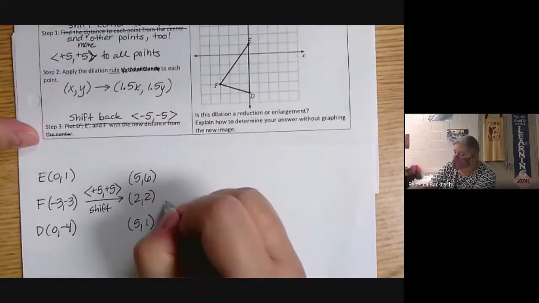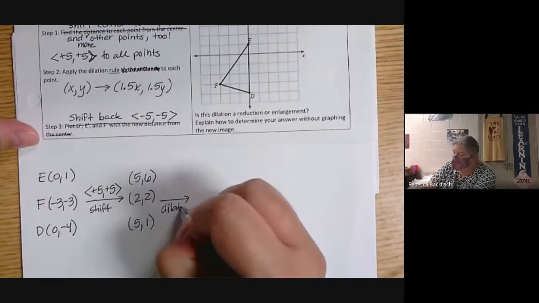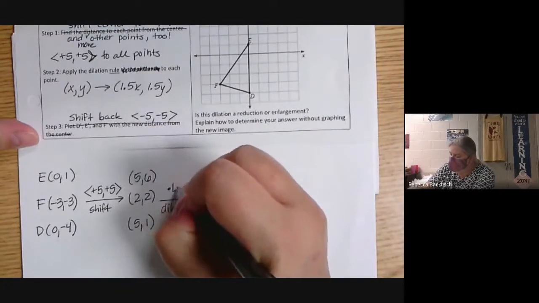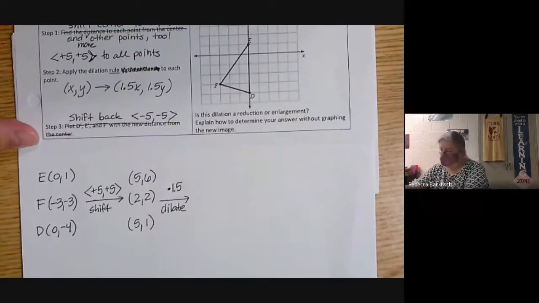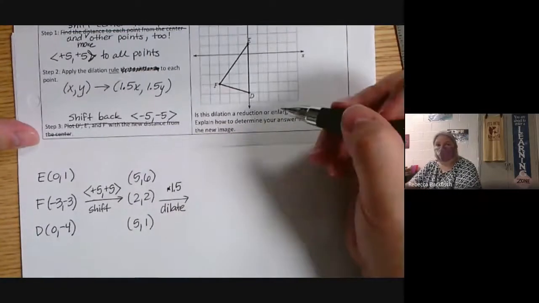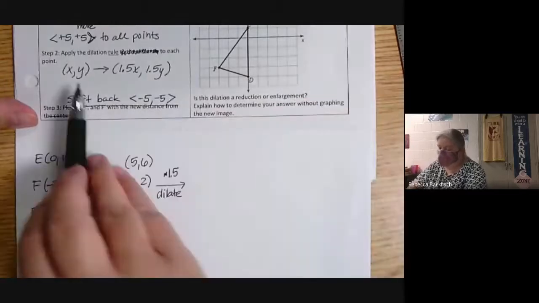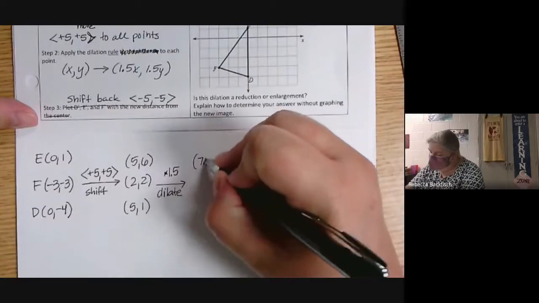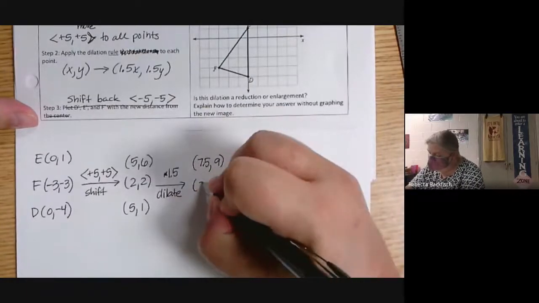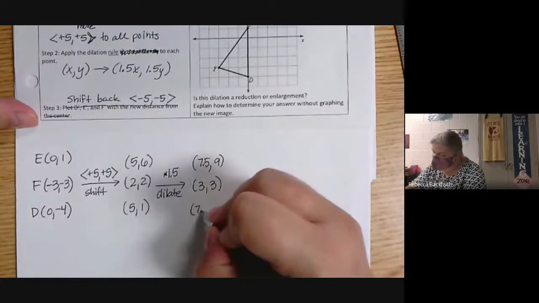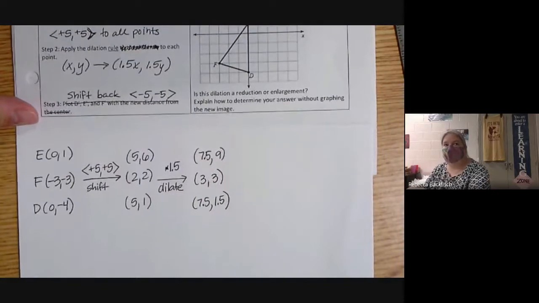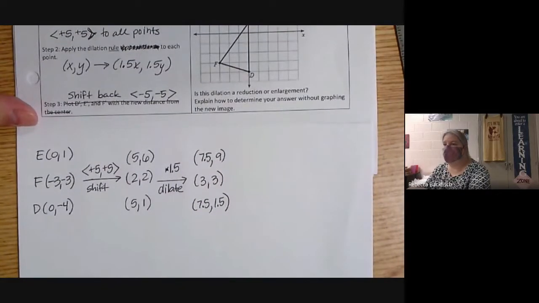Now I'm going to dilate. And if my scale factor is 1.5, that basically means I'm multiplying everything by 1.5. You could use an x, whatever's going to help you realize that's multiplication. Or you could write this rule there if you want. Okay, so this is 7.5, 9. This is 3, 3. And this is 7.5, 1.5. So we shifted so everything was centered at 0, 0. Now we've dilated, and now we just have to put it back where it's supposed to be.